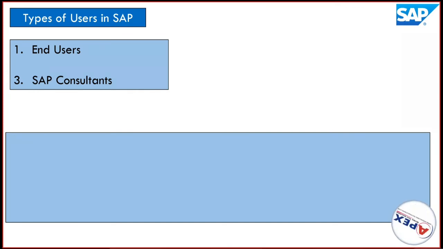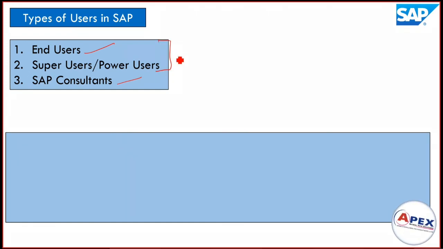Got it now? So we have two major users, but we have one more user, that is the super user, or power user. Super user means higher than the end user and lower than the SAP consultant. He is superior to the end user and lower than the SAP consultant. Someone who has more knowledge than the end user, we will call a super user.